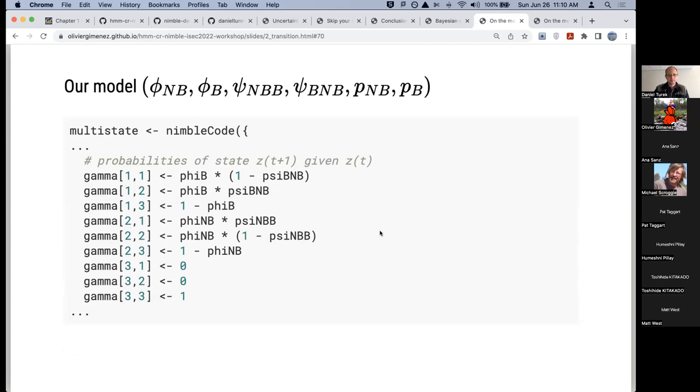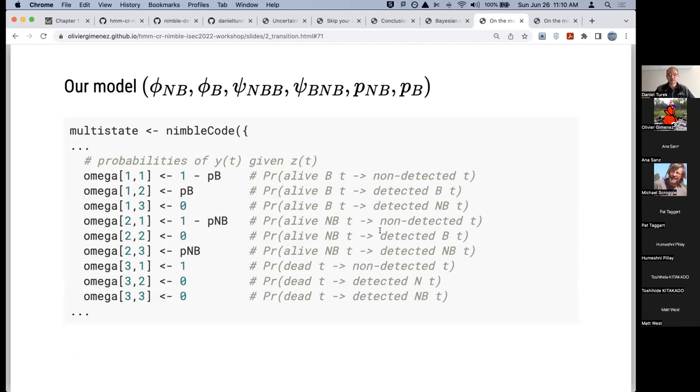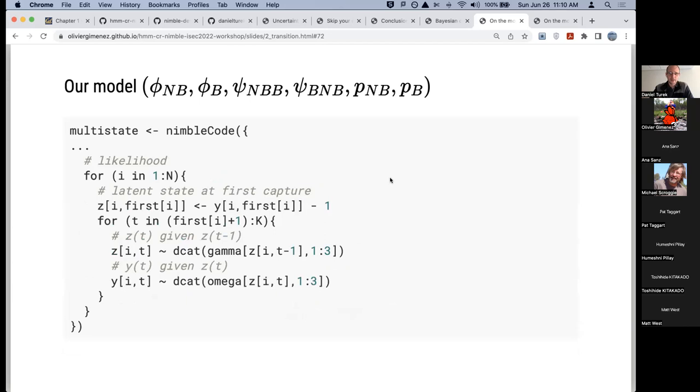And the observation matrix, we discussed this, we saw exactly this in terms of two detection probabilities: probability of detecting breeders, probability of detecting non-breeders. And then the likelihood, this is exactly the same as we had before, in fact identical to the previous. We hard code the first observation as y minus one, we'll make this run faster, and the two categorical distributions specifying the latent states and the observations.